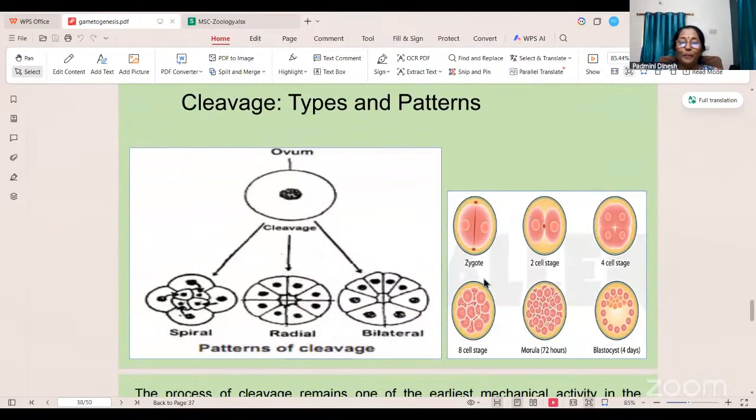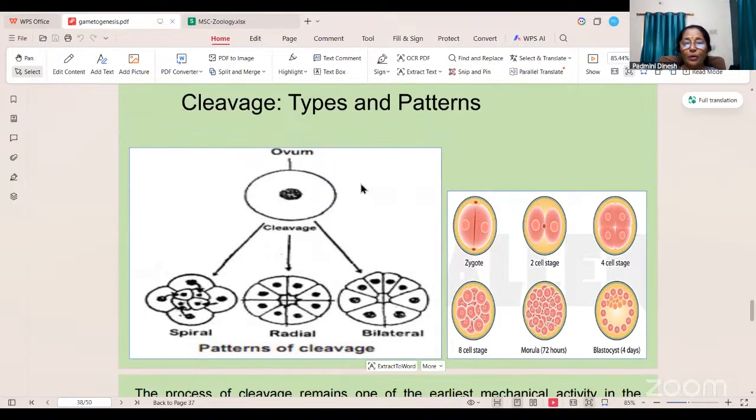Now, coming to cleavage pattern, this is one of the most important topics under embryology, and also one of the common questions asked from the examination point of view. I'll be going a little bit fast over here. If you have any doubt, you can keep contacting me, or you can also ask your counselors in the college for further details. But here we'll talk about cleavages.